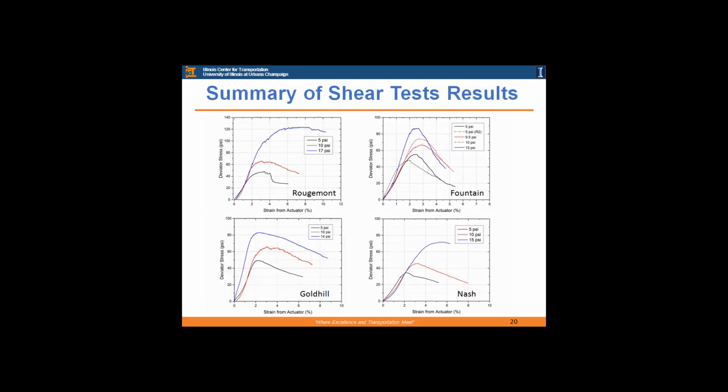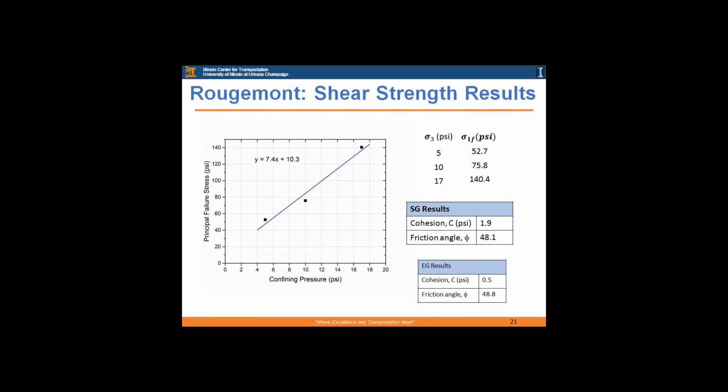And here I'm showing the summary of the shear test results for the 4 materials. Also, most of them performed quite well in terms of shear strength. And this is the shear strength results shown. This is the calculation from the linear regression. And then these are the results for the source gradation and the engineered gradation.